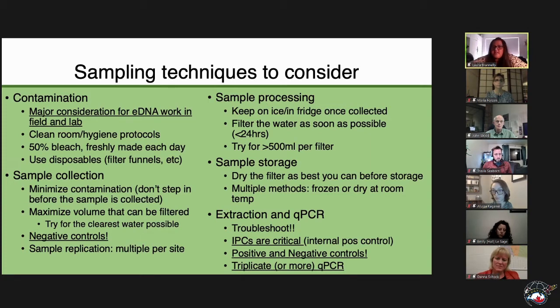You want to try and maximize the volume that can be filtered through your sample. And to do this in a pond, you want to try and get the clearest water possible if you can, because otherwise it's going to clog up your filter and you're not going to be able to pass as much water through it. And then you do want sample replication. So multiple samples per site at one time or across time, over seasons, that sort of thing. You do want replication.